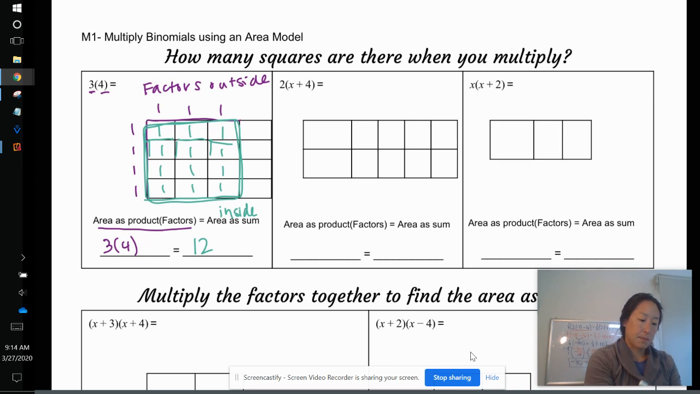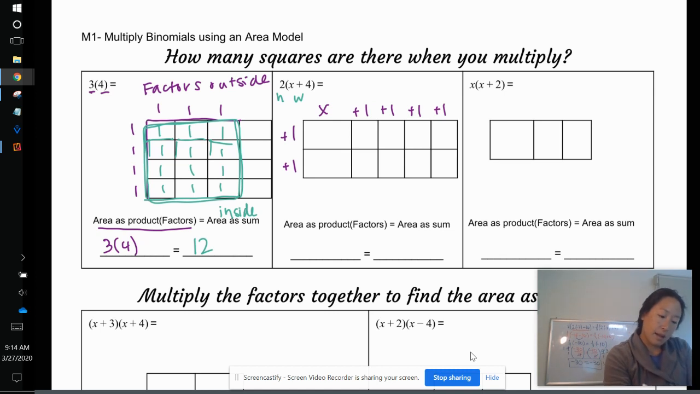All right, next one. We're going to call 2 the height, and x plus 4 is the width. So we write that these are factors, two pieces that I'm multiplying together, so they go on the outside. I write x plus 1 plus 1 plus 1 plus 1. And then my height is 2, so 1 plus 1. Okay, we'll do this in a faster way in a little bit.